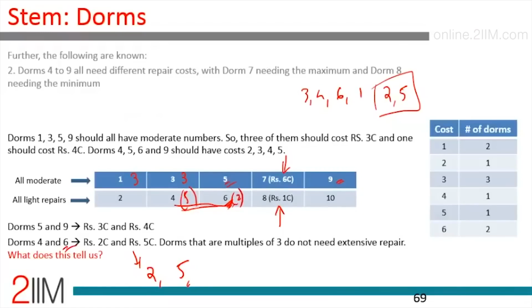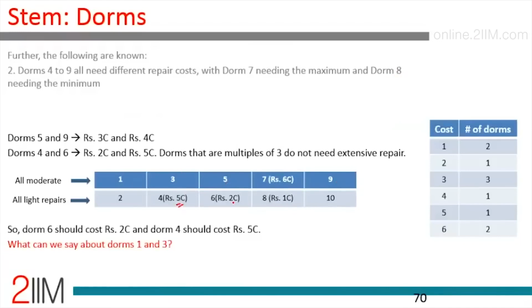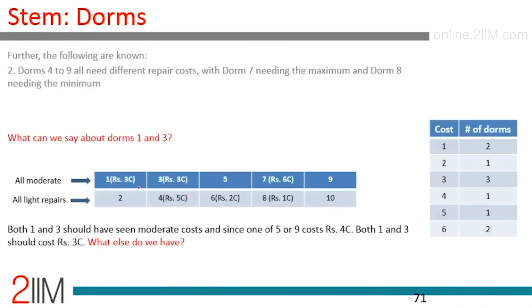And so step by step, we are filling this grid. So this is 5. This is 2. These 2 are 3. 3, 3, 5, 2, 6, 1. These 2 should cost 3 and 4 in some order. And these are the remaining. This 2 and this 10 should be the remaining.